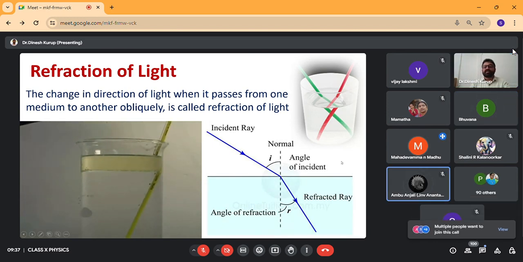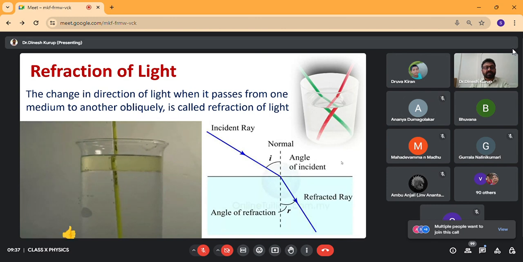Sir, why does the light bend when it travels from one medium to another? Why does the light bend when it is moving from one medium to another medium? We are coming into that. That's why we took the topic refraction. Why it bends, we will discuss in the due course of the class. All right? Any more questions?